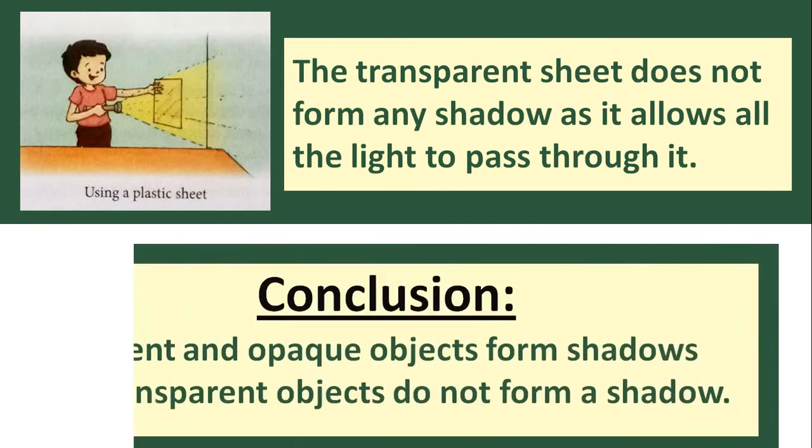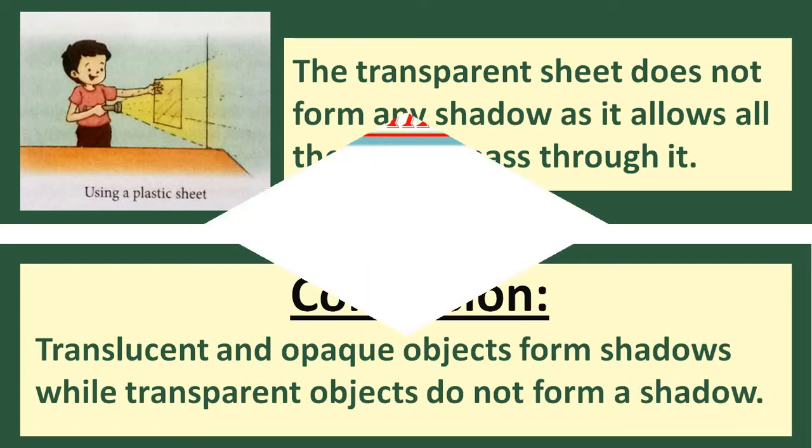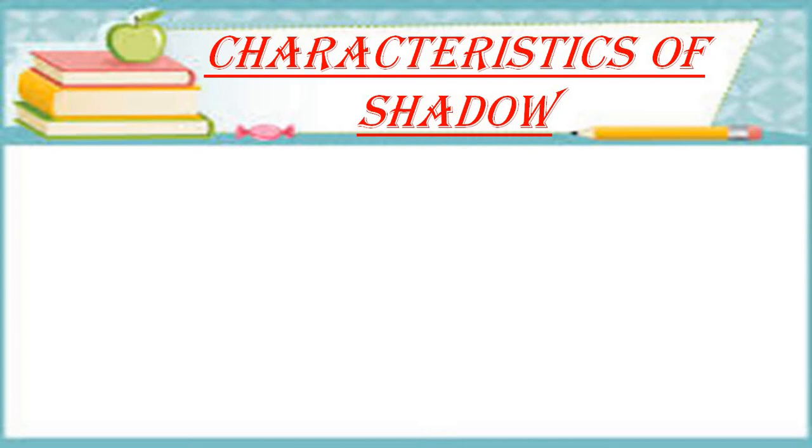So the conclusion of this activity is that shadows are formed by opaque and translucent objects only. No shadow will form from transparent objects like glass, plastic sheets. The reason is that transparent objects allow all light to pass through. So no shadow will form from transparent objects. Now let's discuss the characteristics of the shadow.